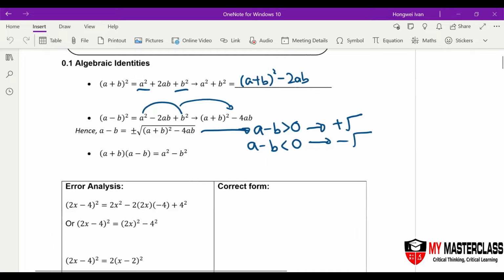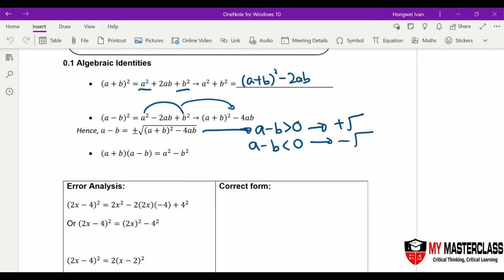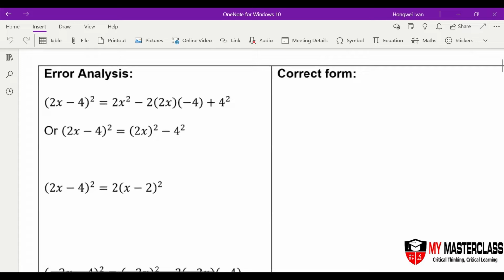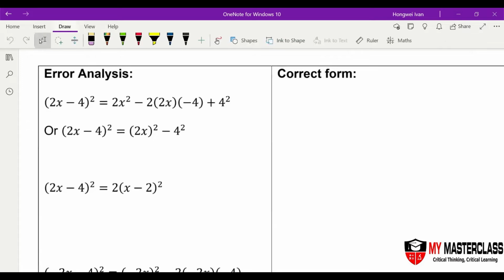Sometimes, with some algebraic manipulation, you may still see it. Another very common thing we are doing now is called error analysis. That means I give you something that is wrong. Can you spot the thing that is wrong?